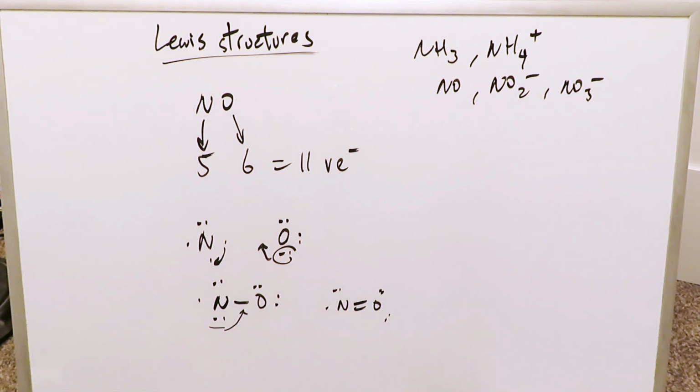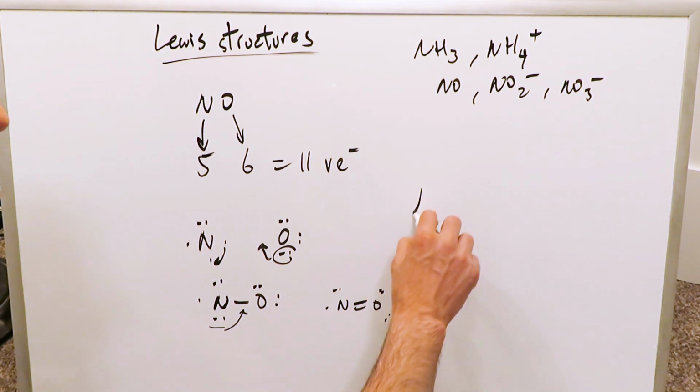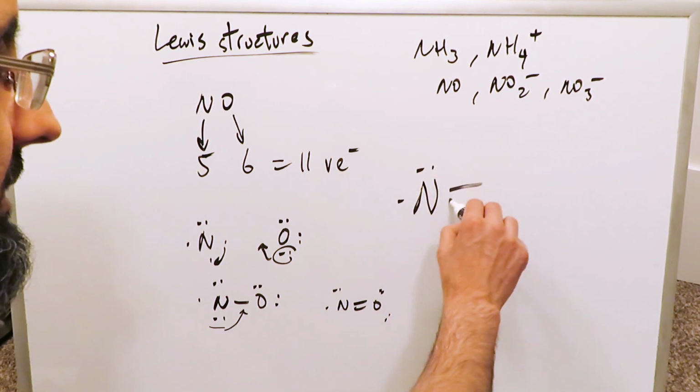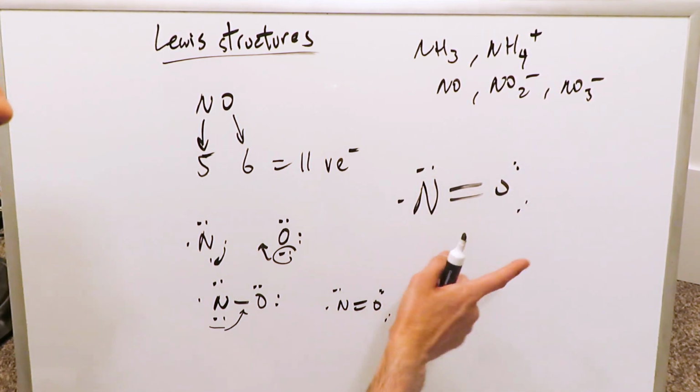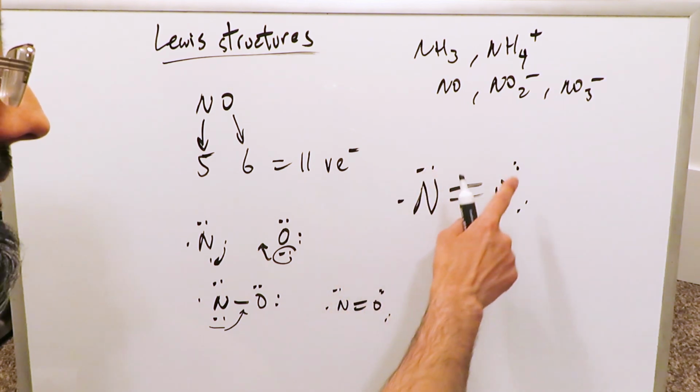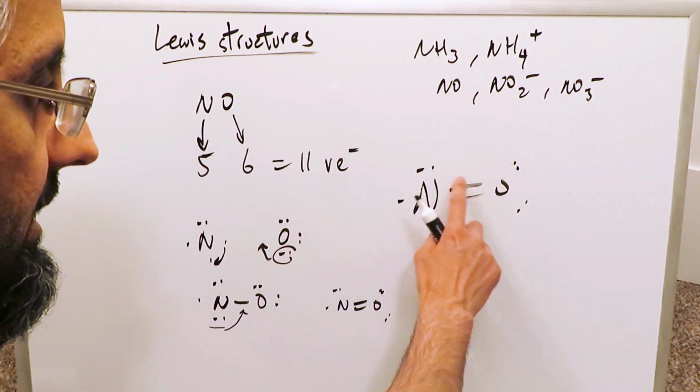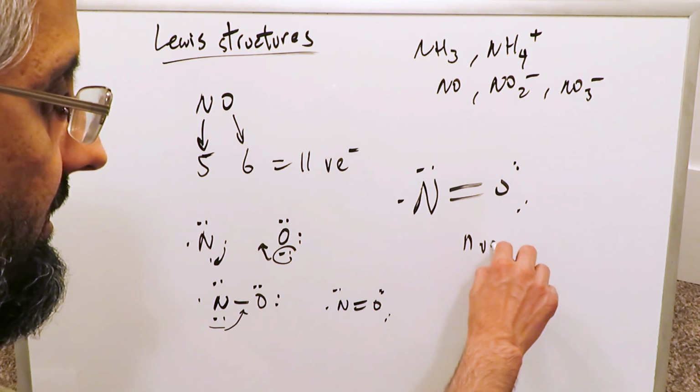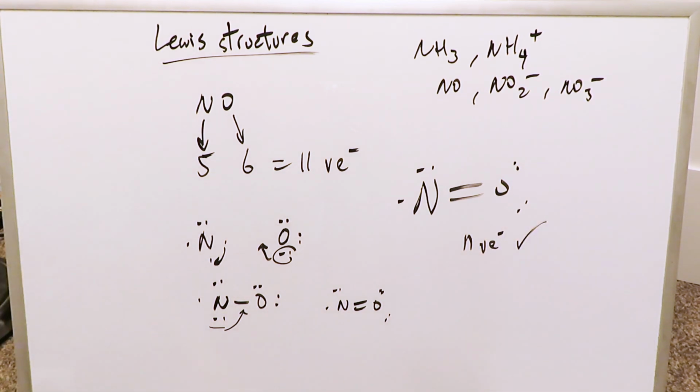Right there, and that right there would be your final structure. And I'll make it big over here for you. It looks something like this. You should have 11 electrons. 1, 2, 3, 4, 5, 6, 7, 8, 9, 10, 11. 11 valence electrons, and we're good. And this structure is good.